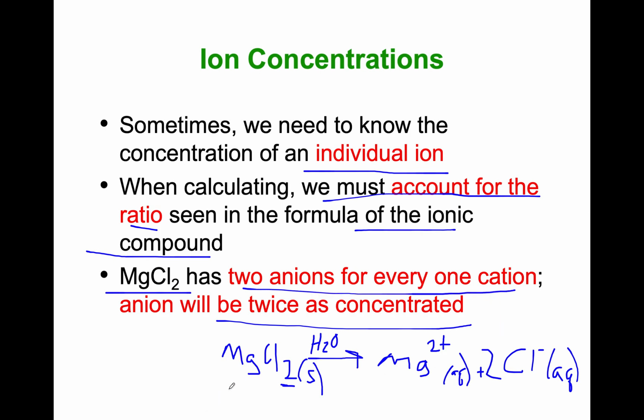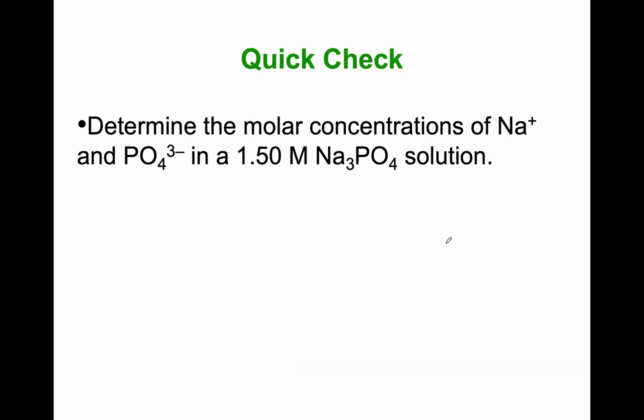So if we think about this now, if we say we have 1 molar magnesium chloride, that gives us 1 molar magnesium, and now is where the 2 comes in. That gives us 2 molar chloride. So the chloride is twice as concentrated as the magnesium. Alright, so now you set it up.